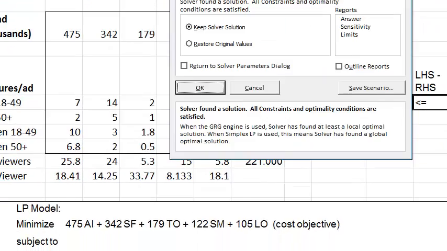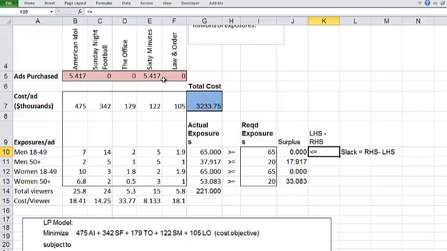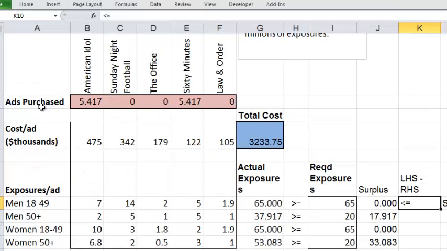Now we solve. So solver found a solution, so that's good news. So let's say OK. So here's a solution. Now, do you see anything funny about this? The ads purchased must be 5.417 on American Idol, 5.417 on 60 Minutes, and nothing on the others. Now, can you actually purchase 5.417 ads? Can you tell someone, okay, I want to buy from you 5.417 ads? Well, you can't. So these numbers don't really make sense because you cannot buy a fractional part of an ad. You need integer values for the solution.